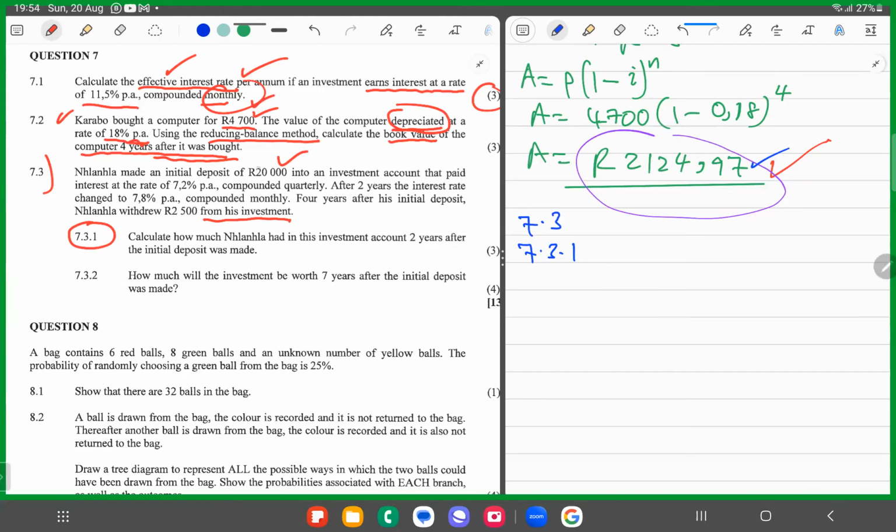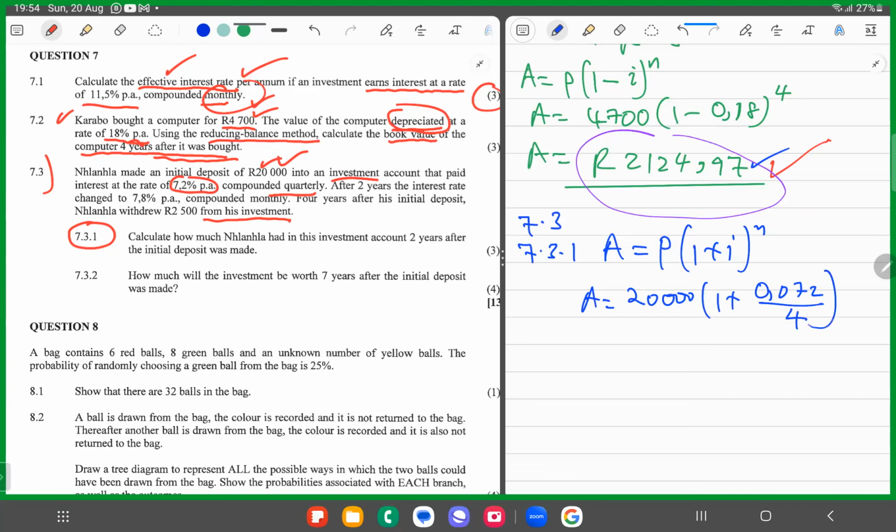Remember that Nhlanhla made this initial deposit into an investment account. This is an investment account, so it grows. We expect the money to grow, so we have A equals P times 1 plus i to the power n. You made a deposit of 20,000, 1 plus the rate of interest, which was 7.2% compounded quarterly. You take the 7.2%, divide it by 100, which becomes 0.072. You divide everything by 4 because it's quarterly. There are 4 quarters in a year.